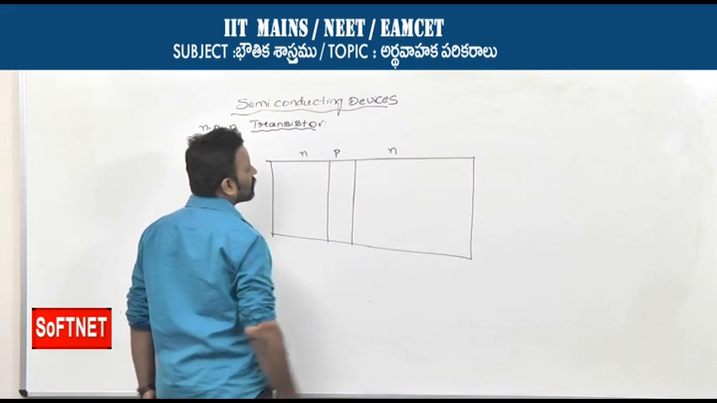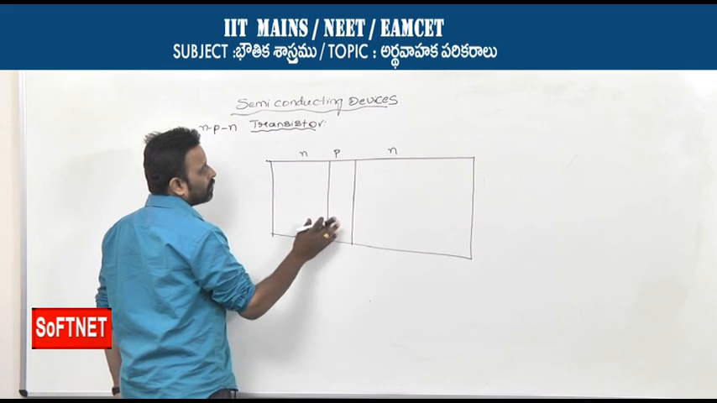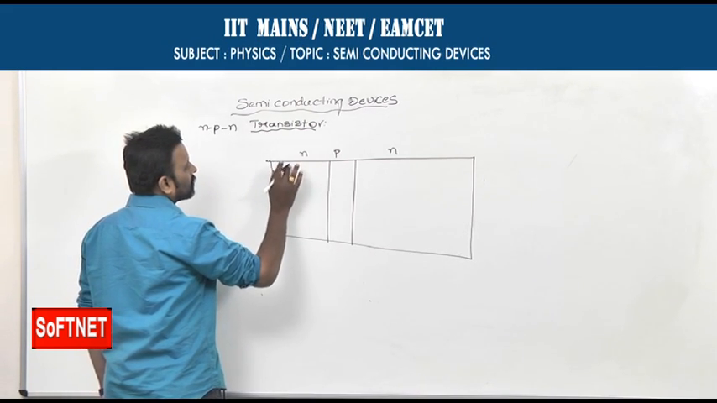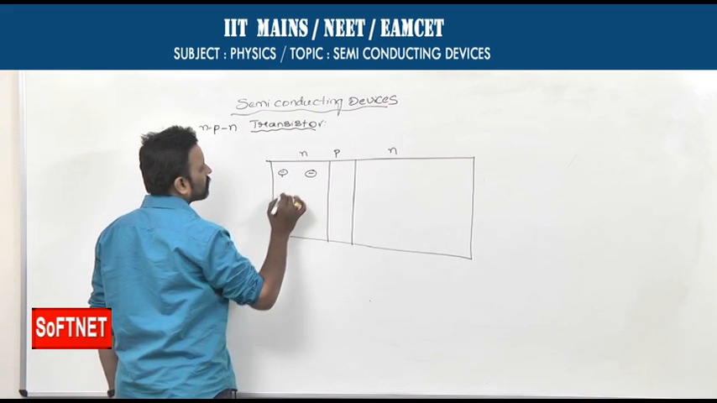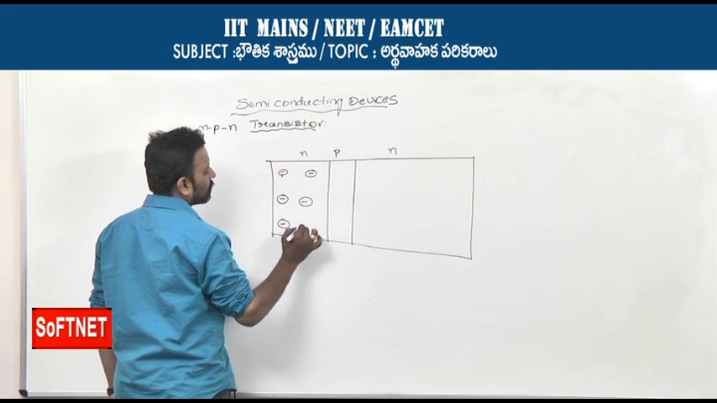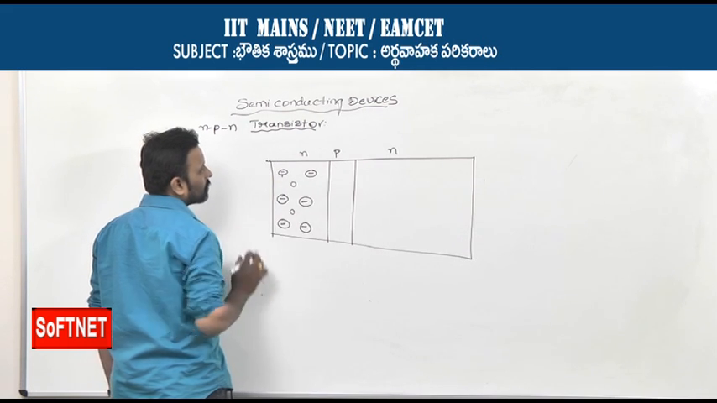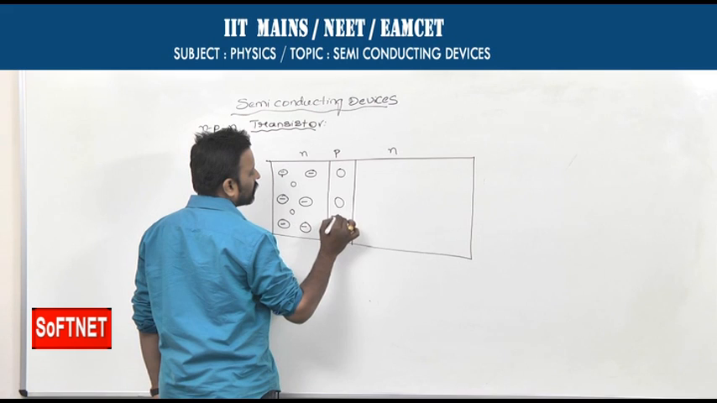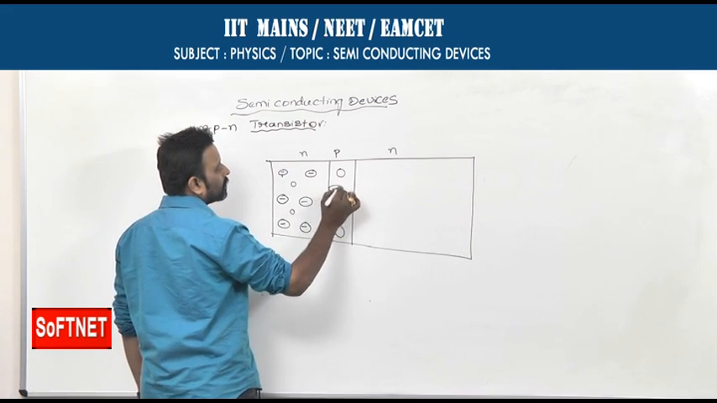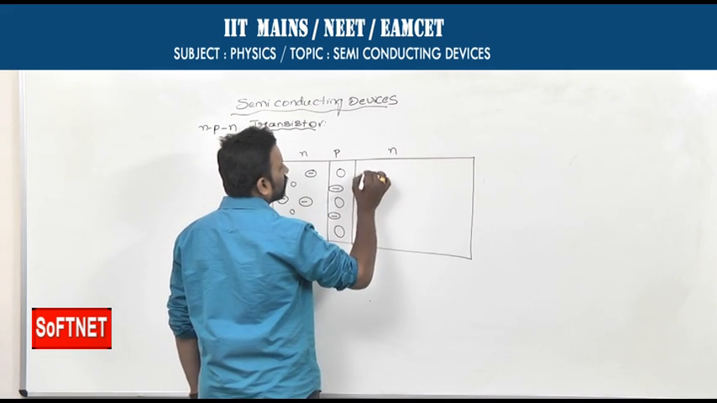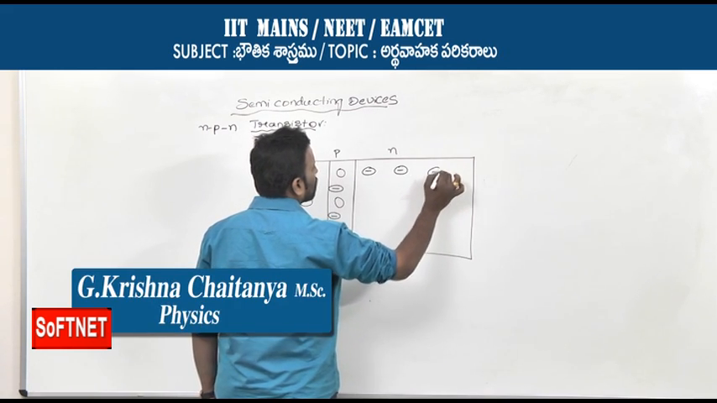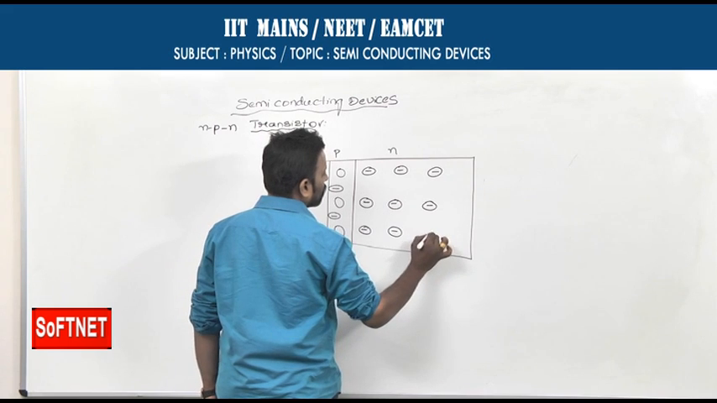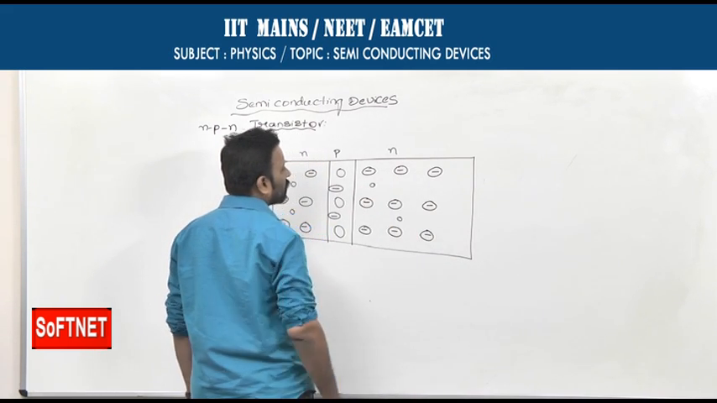In case of this NPN transistor, emitter is N type, base is P type, the collector is again N type. Majority charge carriers in emitter N side are electrons, while the minority charge carriers are holes. As the base is made up of p-type, majority charge carriers are holes and minority charge carriers are electrons. The collector again is made up of n-type, in which electrons are the majority charge carriers, and holes are minority charge carriers.